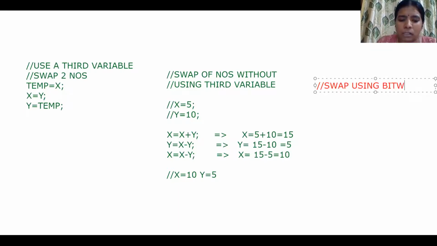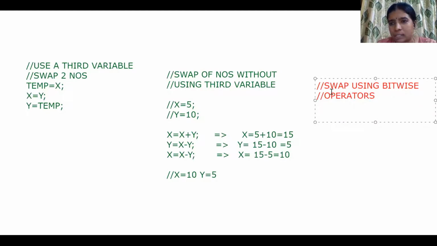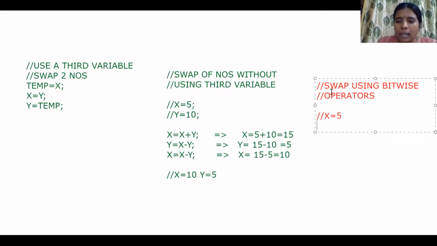So what is the job of bitwise operators? The job of bitwise operators is to operate on bits. Again, we follow a simple logic. Let's say x is 5, and because we are habituated, let us say y is 10. Okay, x is 5, y is 10. Because we're okay with this example, let us write a logic. x is x exclusive or y.